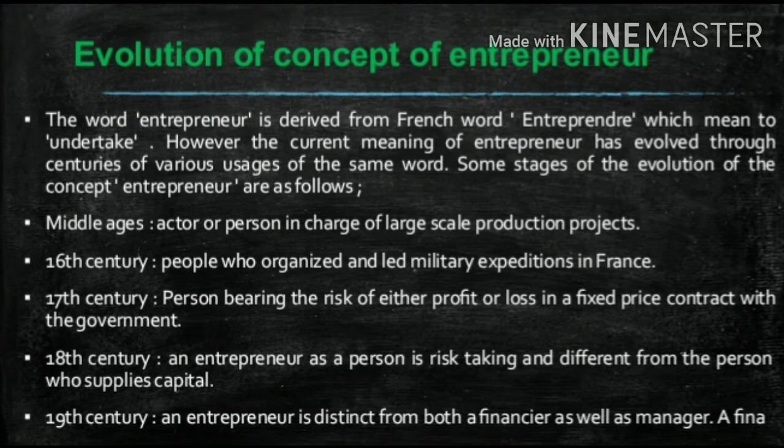Evolution of concept of entrepreneur. The word entrepreneur is derived from the French word entrepreneur, which was used to designate an organizer of musical or other entertainments. Later in 16th century, it was used for army leaders. It was extended to cover civil engineering activities such as construction in 17th century. In 18th century, an entrepreneur is a person who takes risk, which is totally different from the person who supplies capital or good. And in 19th century, an entrepreneur is distinct from both financier as well as manager. Here the word entrepreneur's definition is modified with change in era.